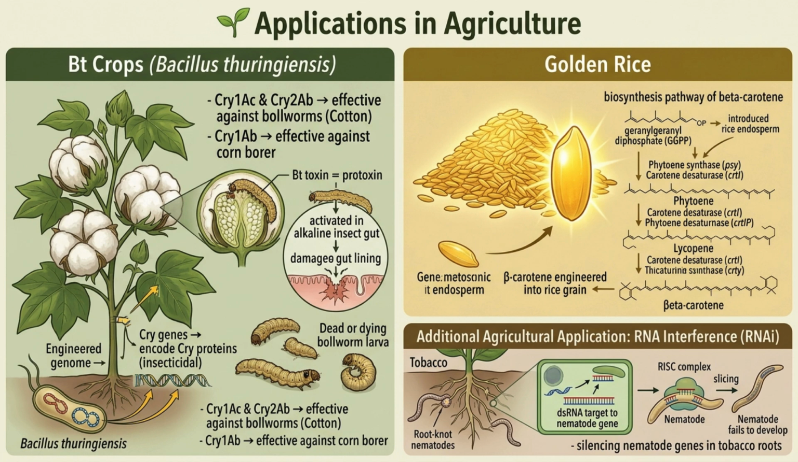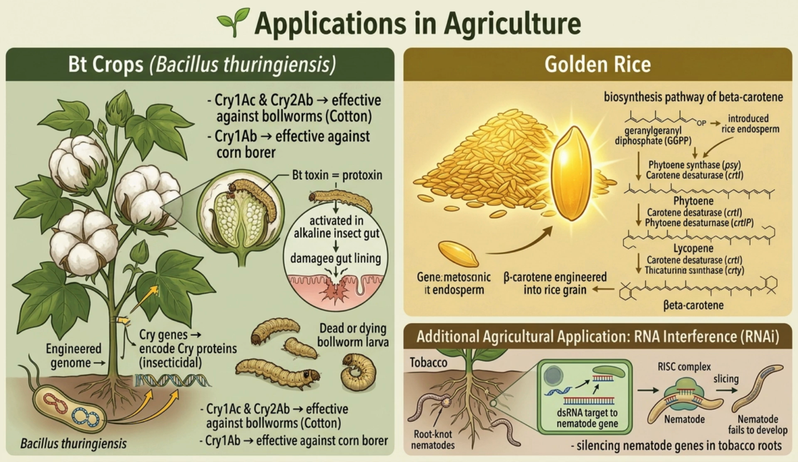Agriculture applications, extremely important for NEET 2026. Bt crops. The gene from Bacillus thuringiensis, called the cry gene, encodes a protein called cry protein or crystal protein. This protein is actually produced as a protoxin inside the bacterium and becomes toxic only when activated in the alkaline pH of the insect gut. Different cry genes target different insects. Cry1AC and Cry2AB target cotton bollworms, while Cry1AB targets corn borer.